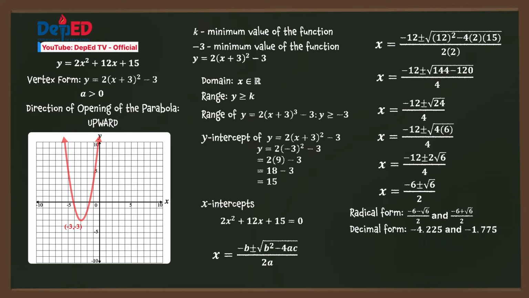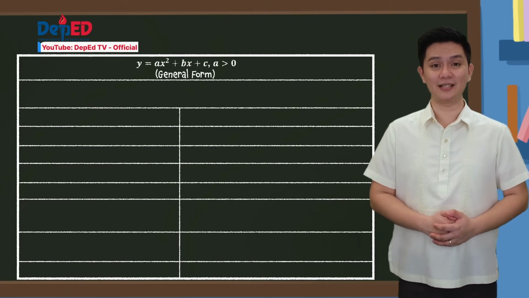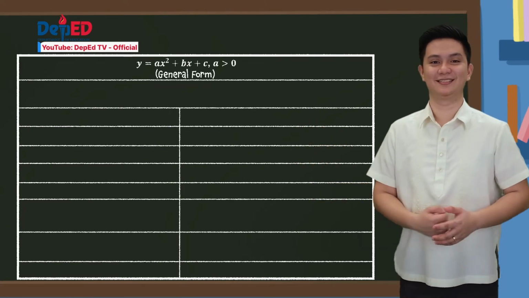Lastly, the axis of symmetry is also described by the equation x equals h, where h is the x-coordinate of the vertex. In the parabola, the axis of symmetry is the line x equals -3. As a summary, let's see this table.